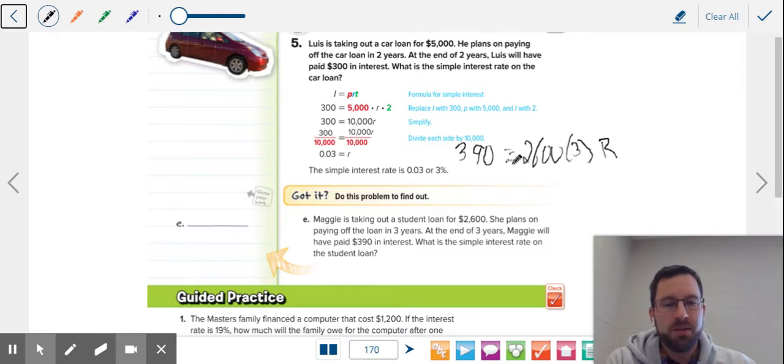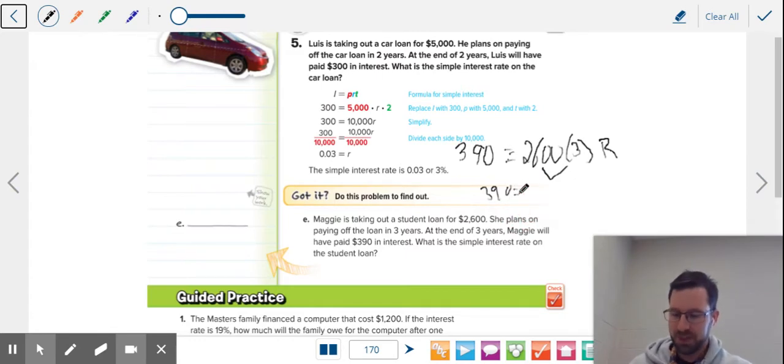So, not a big deal because we've solved equations like this many times before. This is just a simple equation. First, we need to put these numbers together. What is 2,600 times 3? Because in order to get the R by itself, we need to get those two numbers together. 2,600 times 3 is 7,800. So 7,800 R equals 390.